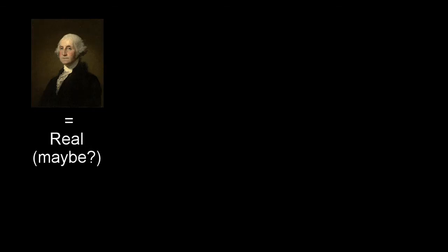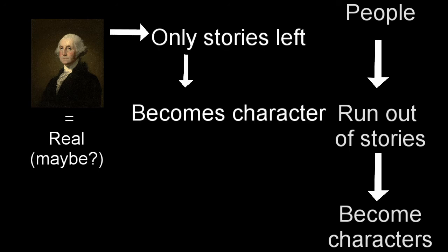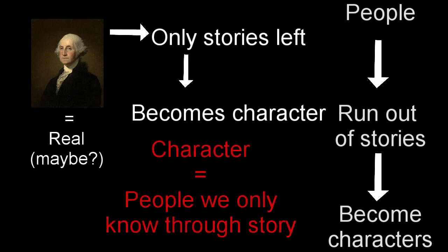We all know that historical figures like George Washington were real people, but nowadays the main impression of him that we have is through textbooks and portrayals in movies. He has become a character in history. People in Omniscient Reader's Viewpoint become characters when the stories they have read run out. I believe that people in real life become characters when the stories are all that is left from them. From this perspective, a character is anybody who we readers know only through story.